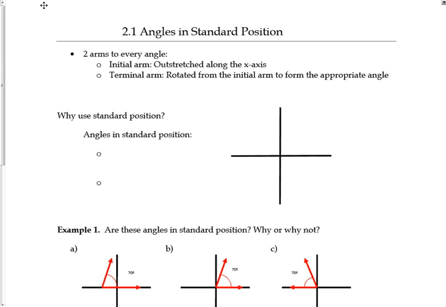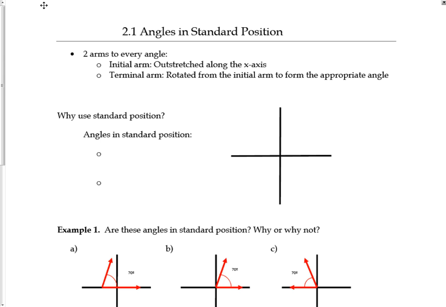Okay, so the first thing we need to talk about is a standard position. Well, why do we need an angle in standard position? You can measure angles any way, right? I can do them this way, like this way. Why do we want a standard position? Well, it'd be nice if we're consistent, so everyone's saying the same thing and measuring angles the same way.